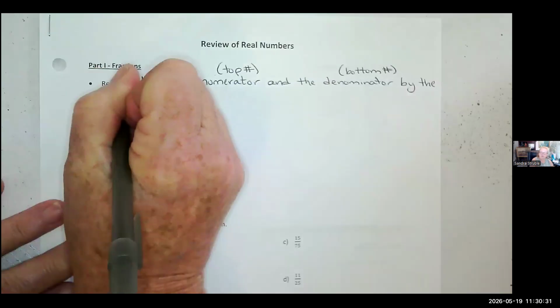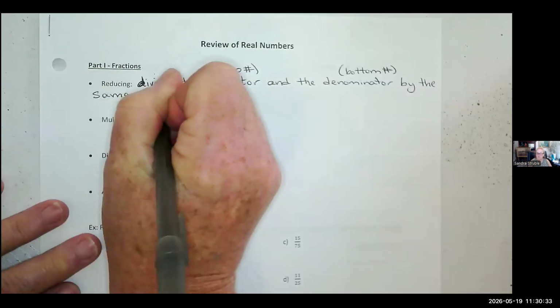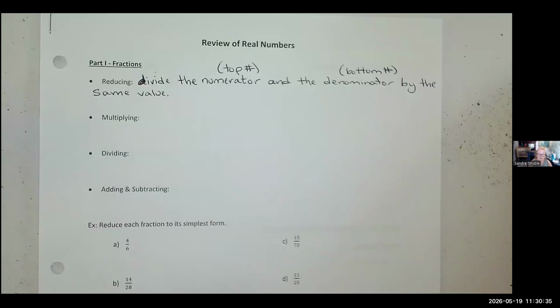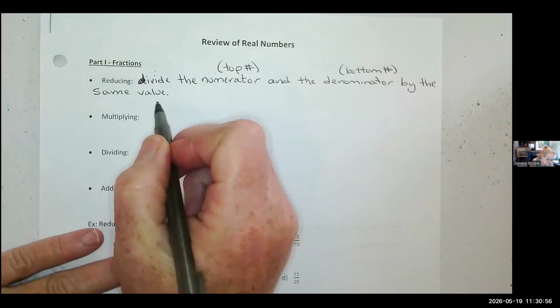Now, these are your notes. Notice I wrote value. You can write number. It's your notes. Write what makes sense to you. There's certain words that you cannot change. Numerator means the top number. Denominator means the bottom number. Don't come up with other crazy words for them. That's what they are. But things like same value, you can write the same number, whatever makes sense to you.